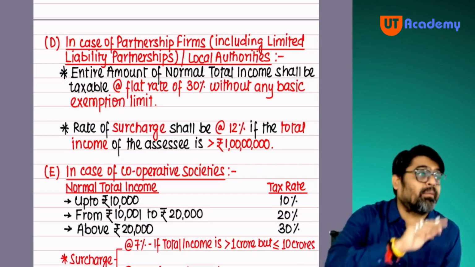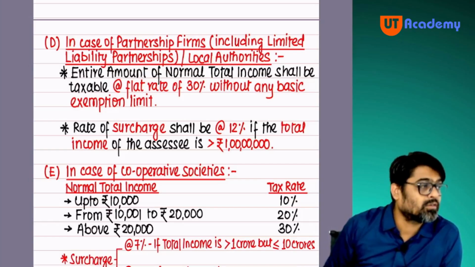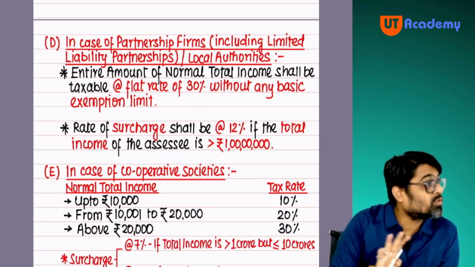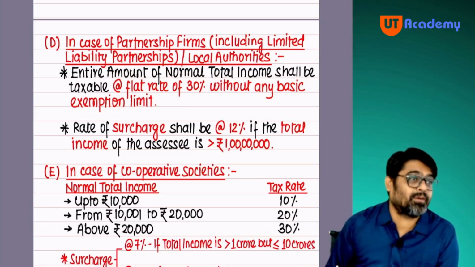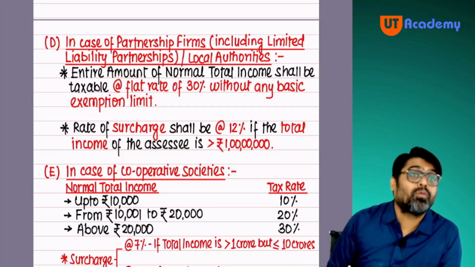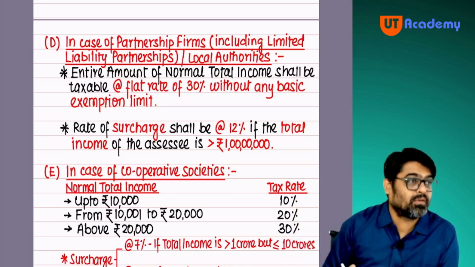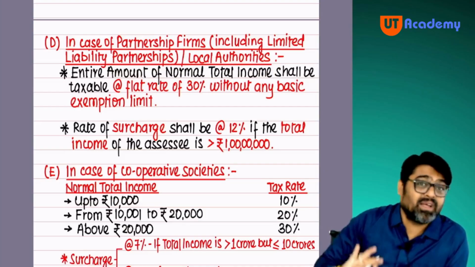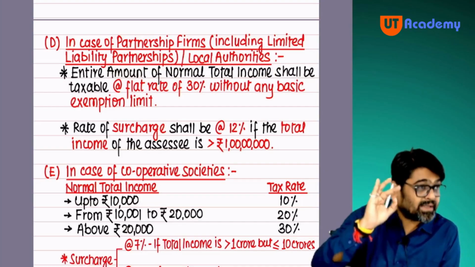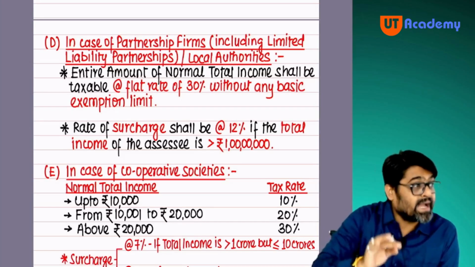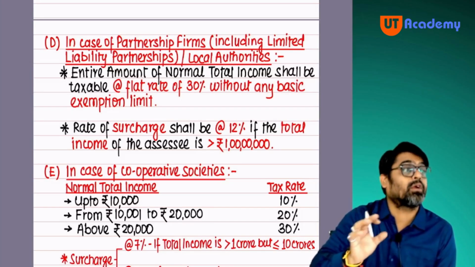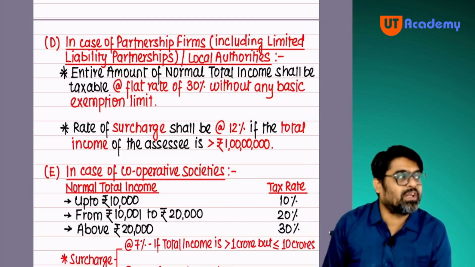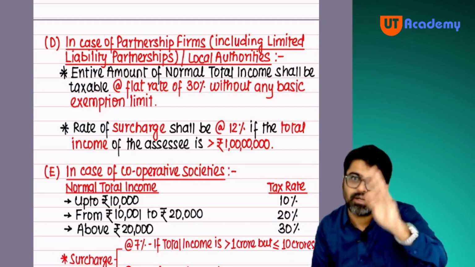So what is the normal rate applicable for partnership firms and local authorities? Flat 30%. Slab or flat? There is no slab. This is flat 30%. What we used to do? We used to pay tax in slabs in the case of individual, HUF, AOP/BOI, AJP, yes or no? But here there are no slabs available. On your entire normal total income, every rupee you are supposed to pay 30%. Flat 30%. Sir, any basic exemption limit? No basic exemption limit. Flat 30%.